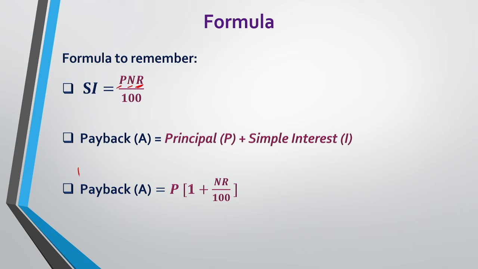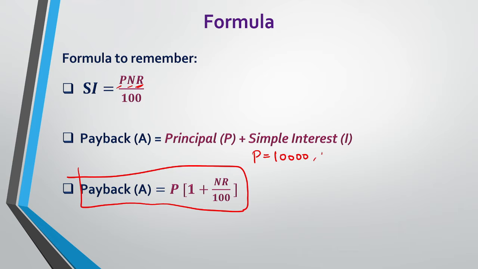Now, let's solve a question based on the payback formula. Consider an example. P is equal to 10,000, N is equal to 3 years, and the rate of interest, which is R, is equal to 2% per annum. Now we're just going to substitute the values in the formula. So we know that P is 10,000 multiplied by 1 plus we're going to substitute the N and R value, which is 3 multiplied by 2 divided by 100.